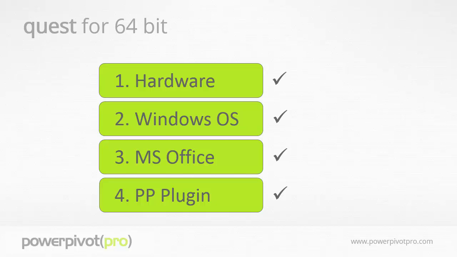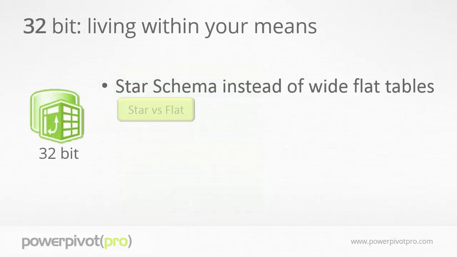But what if it did not work out? Well, 32-bit isn't the end of the world. You can still go really far with 32-bit. You just have to be a little more conscientious with how you build your models. There are a few tips you can follow. The first one is a star schema instead of wide flat tables. And you can click on the button here to watch more information on that.